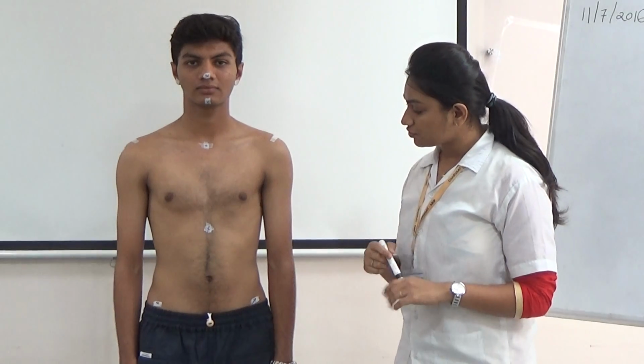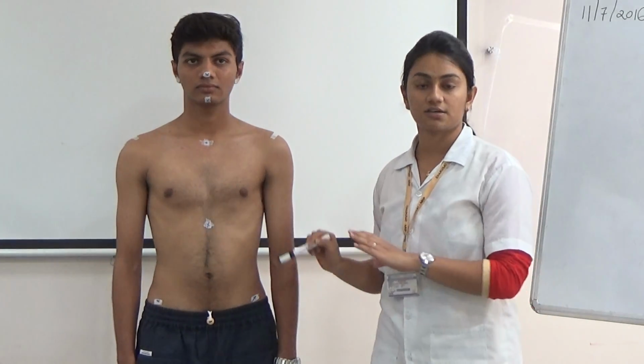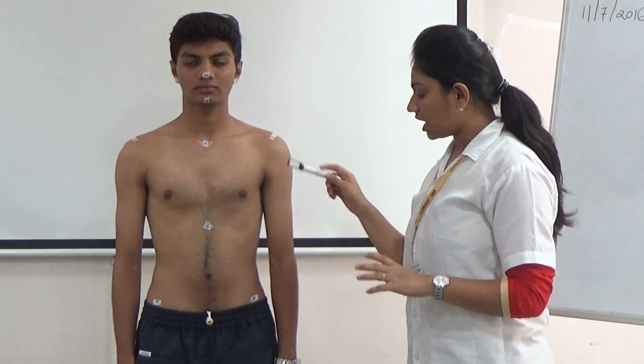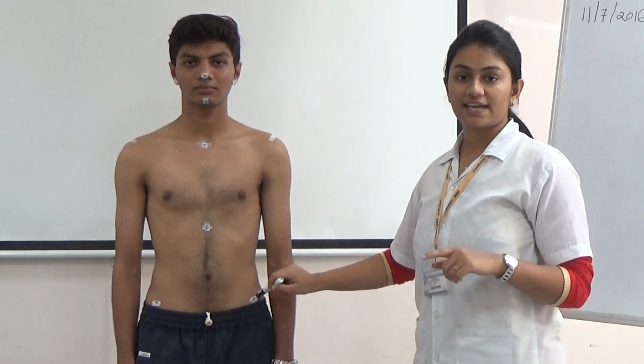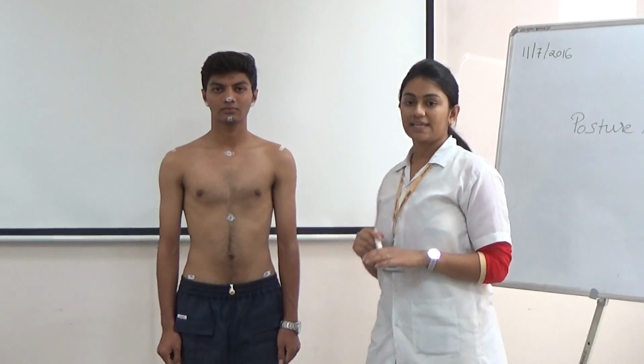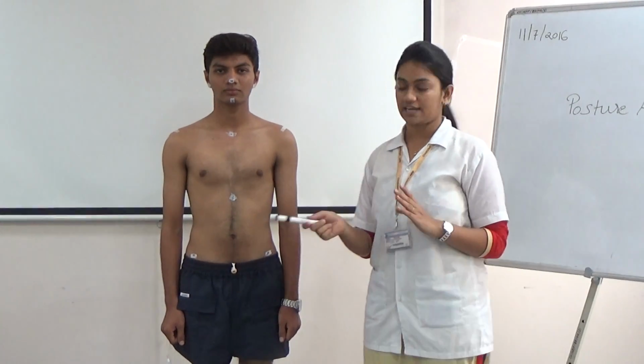Moving downwards, we have to see the distance between the trunk and the elbows, if they are equally distanced or not. Then down we have to see the level of both the ASIS. If those ASIS are at the same level or not will help us find out if there is any kind of height difference on either side or not.